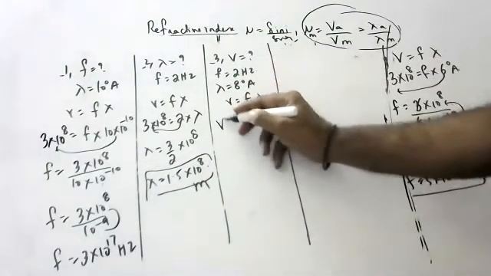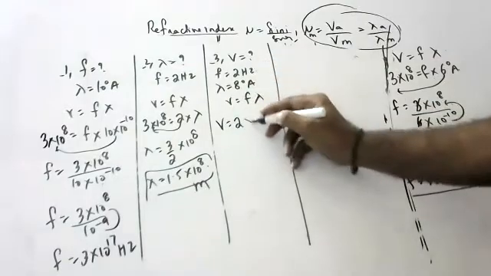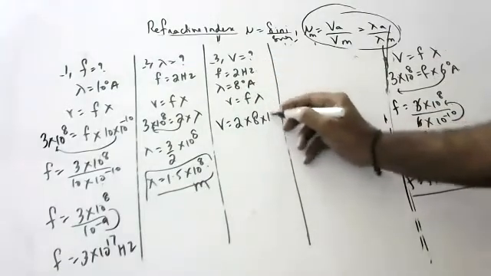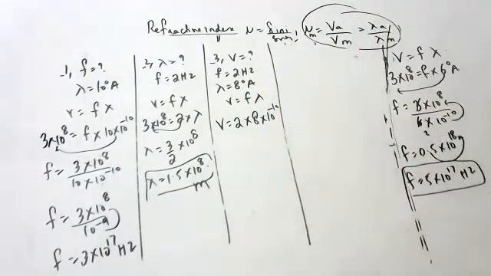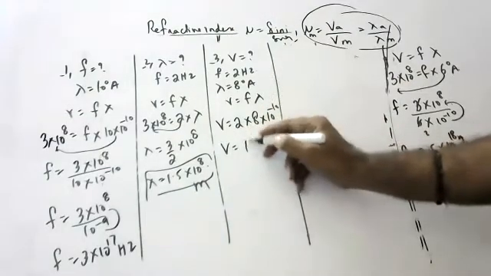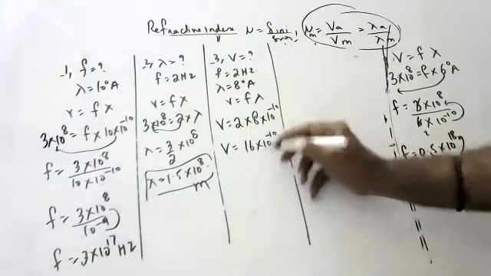v is equal to f lambda. Frequency is how much? 2 hertz. Lambda is 8 angstrom. 8 angstrom is 8 into 10 to the power of minus 10. Angstrom is 10 to the power of minus 10. So speed is 16 into 10 to the power of minus 10 meters per second.